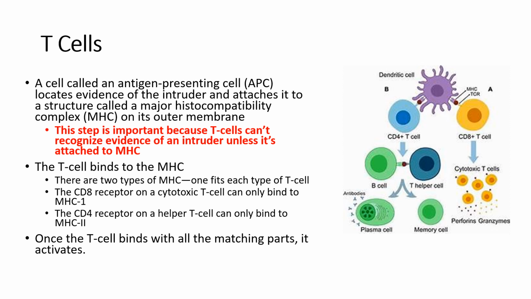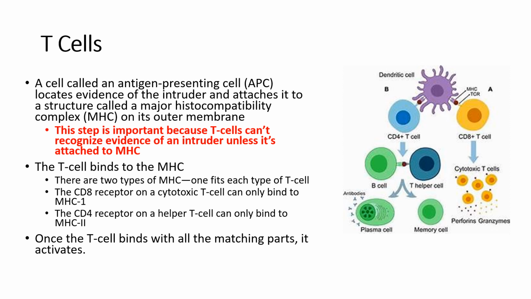And a cell called an antigen-presenting cell, or an APC, locates evidence of the intruder and attaches it to a complex called a major histocompatibility, or MHC, complex on its outer surface. This step is important because T cells can't recognize evidence of an intruder unless it's attached to a major histocompatibility complex. The T cell binds to the MHC, and there are two types of MHCs. One fits each type of T cell.